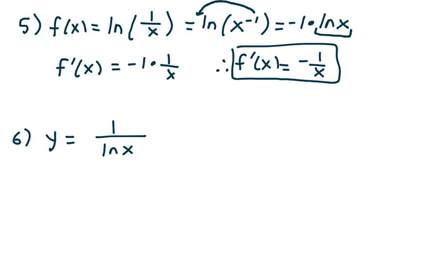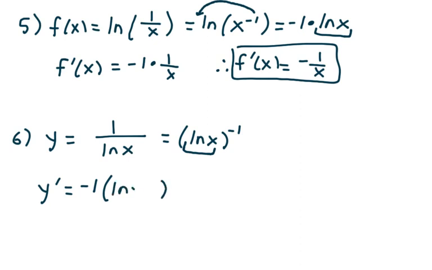Let's take a look at example 6. In example 6, we have y equals 1 over the natural log of x. But I can write this as natural log of x raised to the negative 1. And I want y prime. So this is, again, the chain rule. So I'm going to move the negative 1 out in front. And remember that the inside function is the natural log of x. So I'm going to get negative 1 times natural log of x raised to the negative 2.